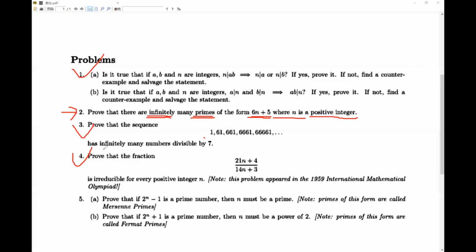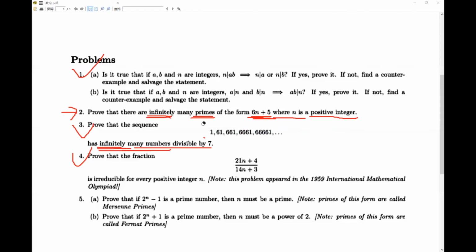But we proved number 3, infinitely many numbers divisible by 7. That one we did very well, using a pattern. But will there be some pattern for this one or not? Maybe not. How do you do that?